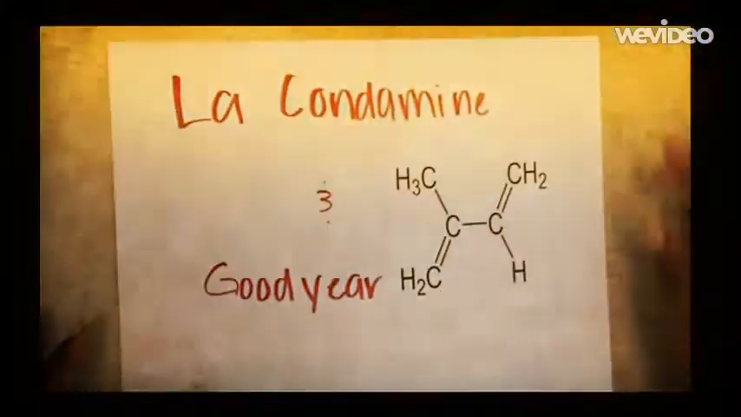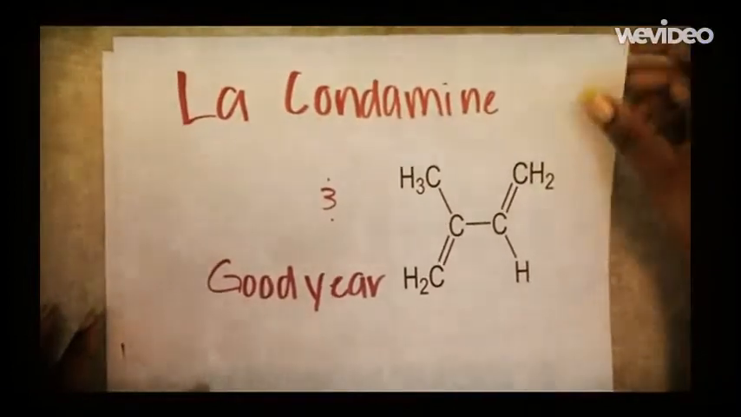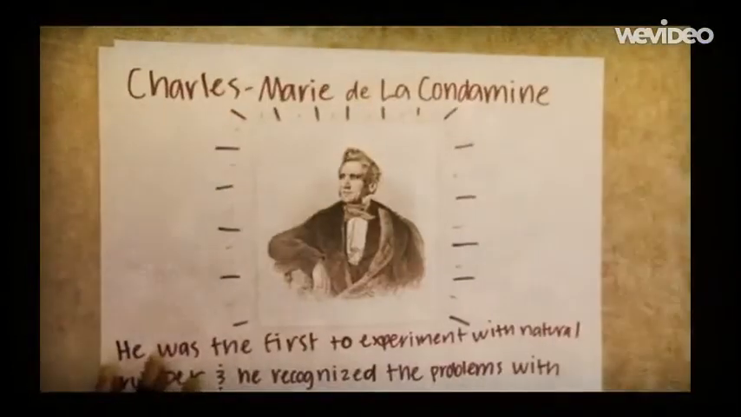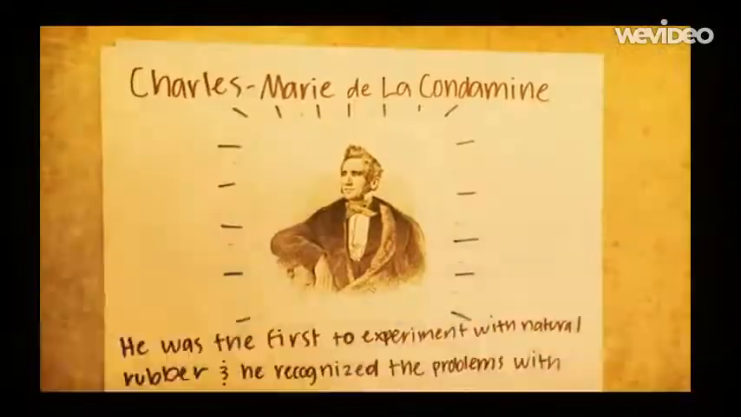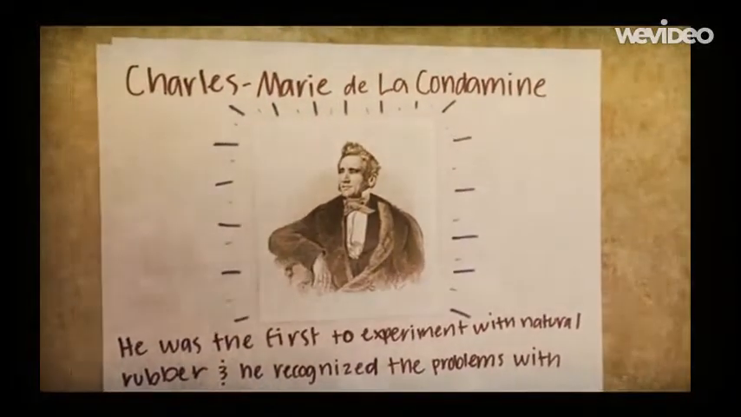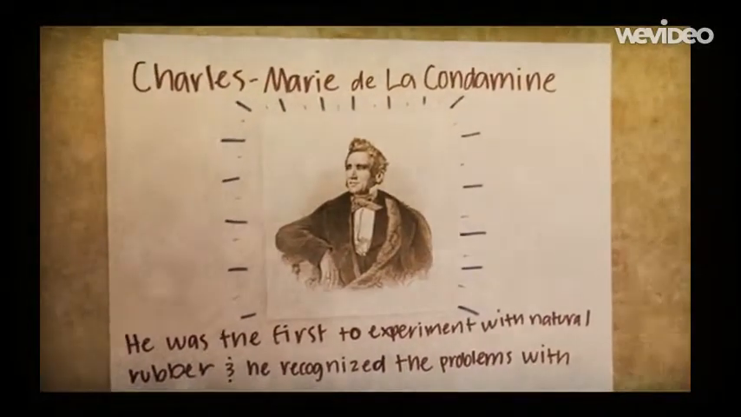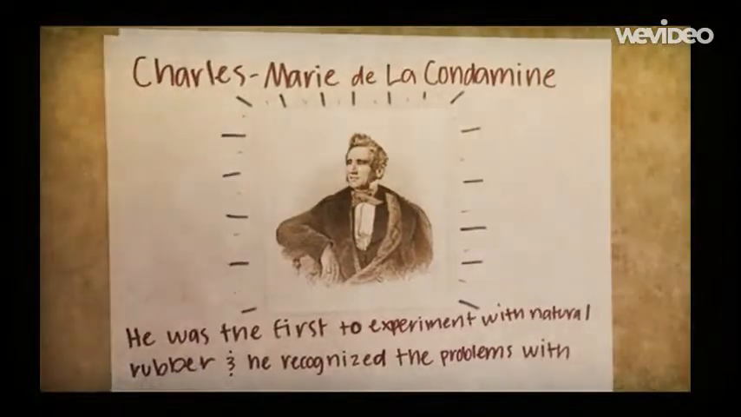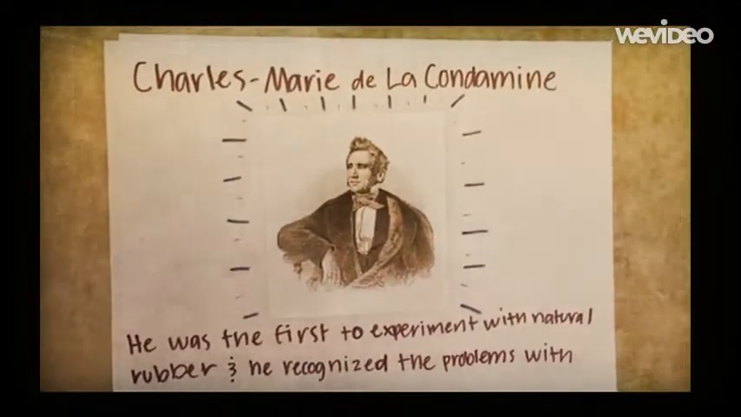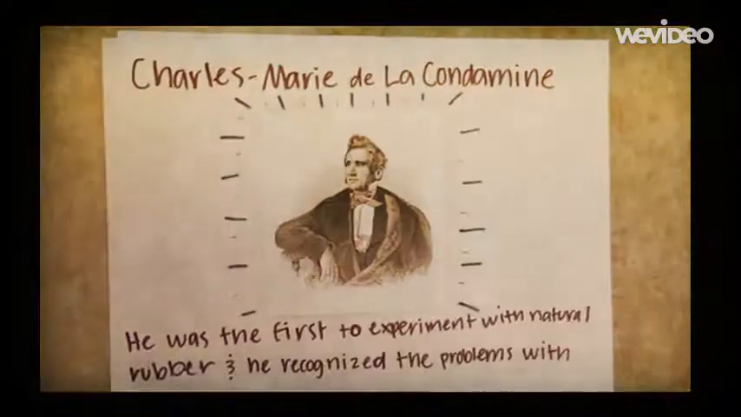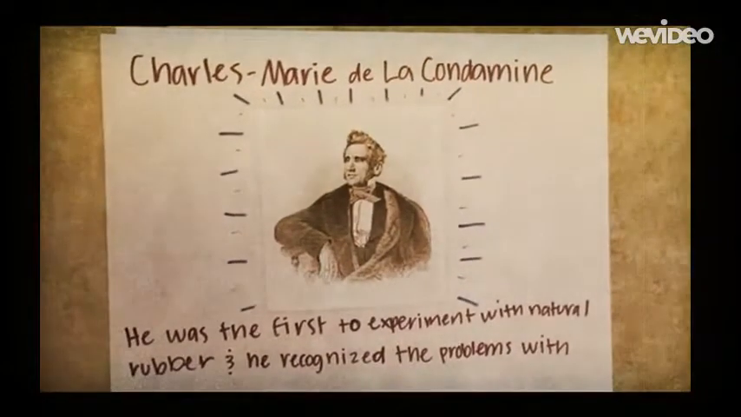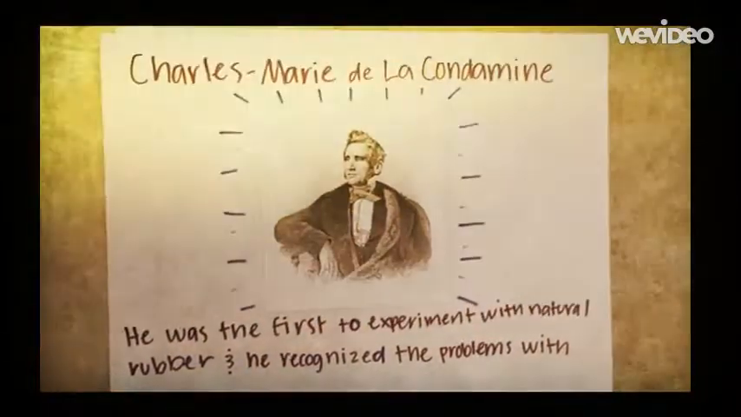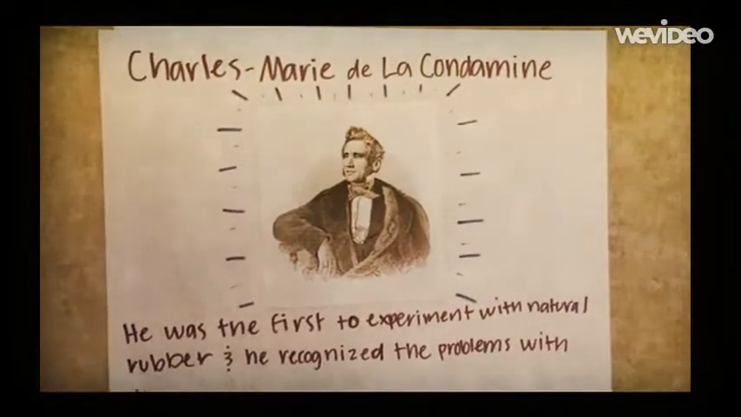This is about the two Charles, La Condamine and Goodyear. First, Charles Marie de La Condamine. He was an explorer, and he was the first to experiment with natural rubber, like from trees. He went on a trip, and he saw some of the natives there using rubber for different things, and he took some of it back to Europe.